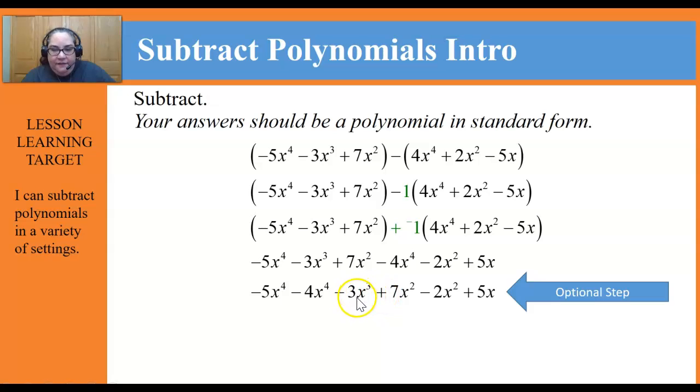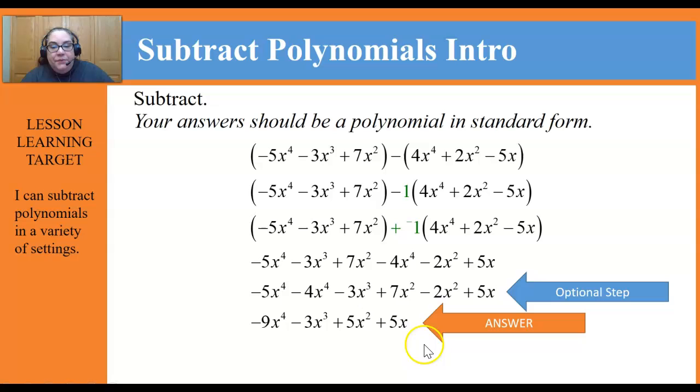We have a -3x squared, and it does not have another like term. So it would just be -3x squared. Here we do have like terms, 7x squared minus 2x squared, that's just 5x squared. And then the 5x does not have a like term, so we'll just leave it as is. So actually when we do this subtraction, we're going to end up with 4 terms. Okay, let's take a look at the next problem. Oh, sorry, that's our answer.